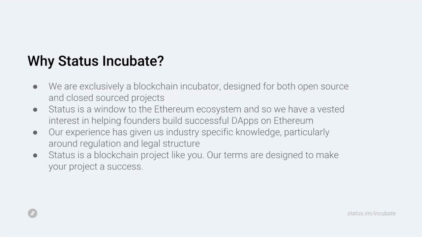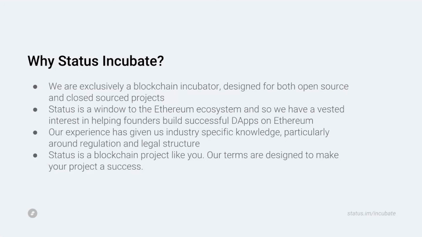Thirdly, our experience has given us industry-specific knowledge around regulation and legal structure, amongst other things. And I think this experience is obviously quite valuable, especially for projects like Status that have been around for a couple of years now, at least. So we want to then help to spread and use that knowledge to help up and coming projects.